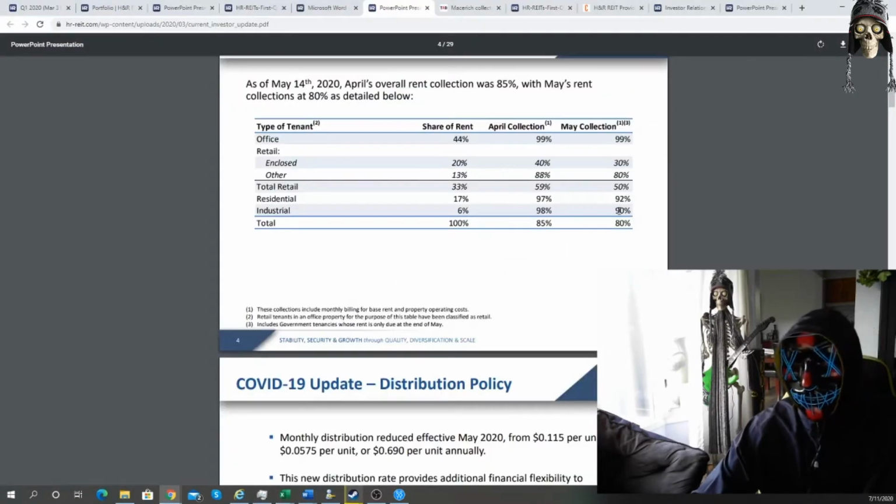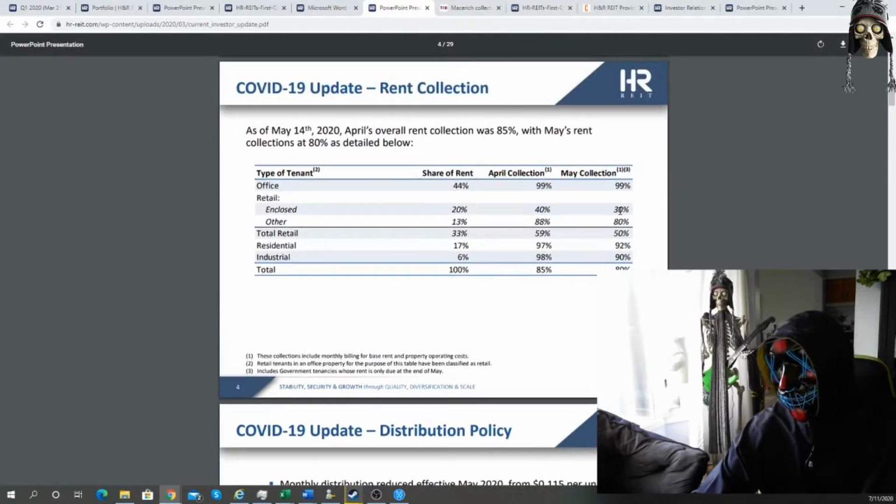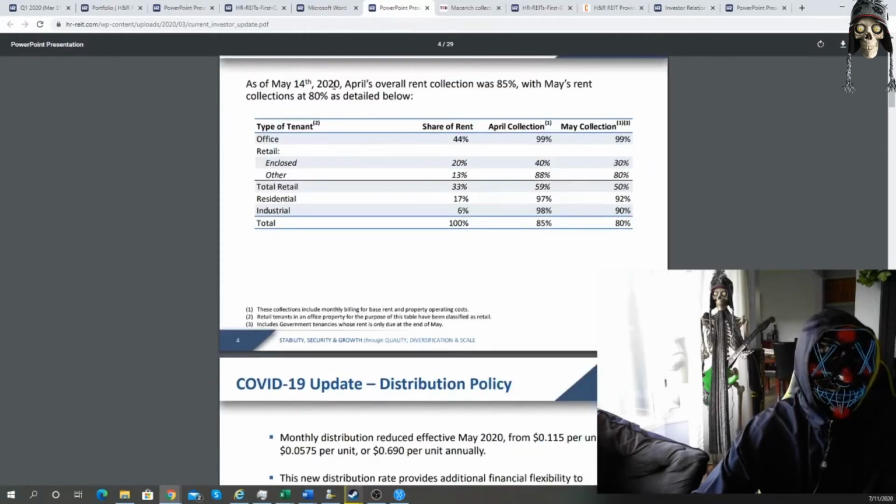All right, so here we have a rent collection for COVID update. You can see as of May 14th, 2020, April's rent was still 85%, and May's rent collections were 80%. Specifically, I want to point out here retail, enclosed, and other. So that's the trouble spot, and you can see that here with the collection rates. You can see still 99% for office, 97% for, 92% for residential, 90% for industrial in May.